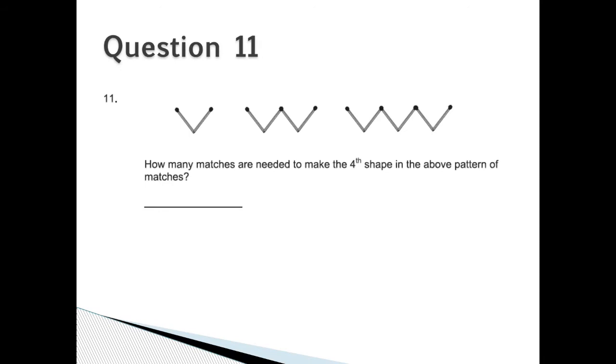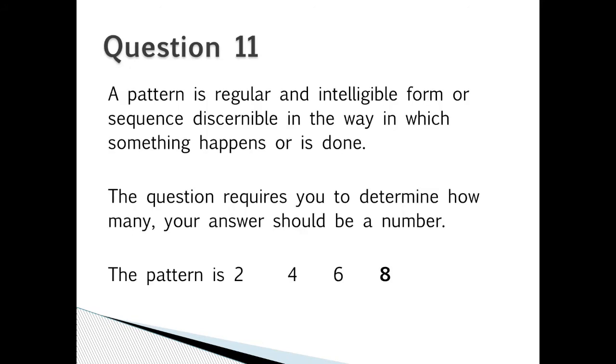Question 11. How many matches are needed to make the foot shape in the above pattern of matches? A pattern is a regular and intelligible form or sequence discernible in the way in which something happens or is done. The question requires you to determine how many. Your answer should therefore be a number. The pattern is 2 matches, then 4 matches, then 6 matches, then 8 matches. So the correct answer is 8.